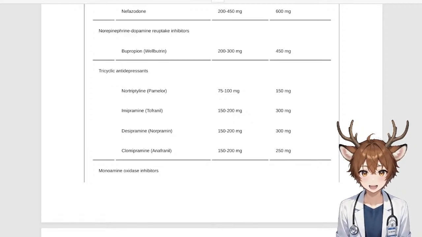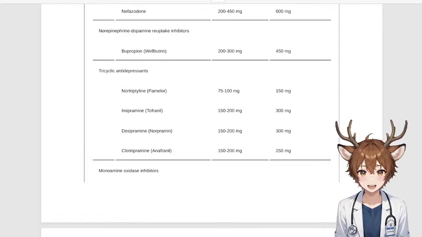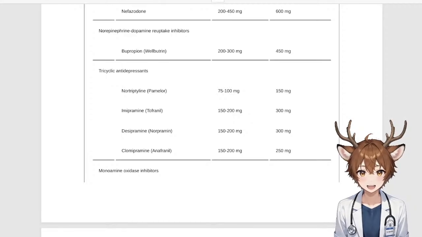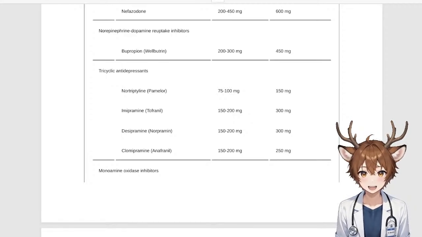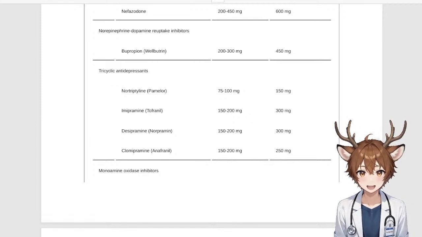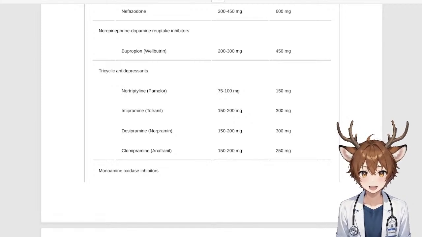The extreme is 250. And bear in mind, for exams, you're typically going to want to know the standard name like nortriptyline, imipramine, desipramine, clomipramine, and not necessarily the brand name. Although, realistically speaking, you probably should know that as well. It just won't pop up in test questions necessarily.